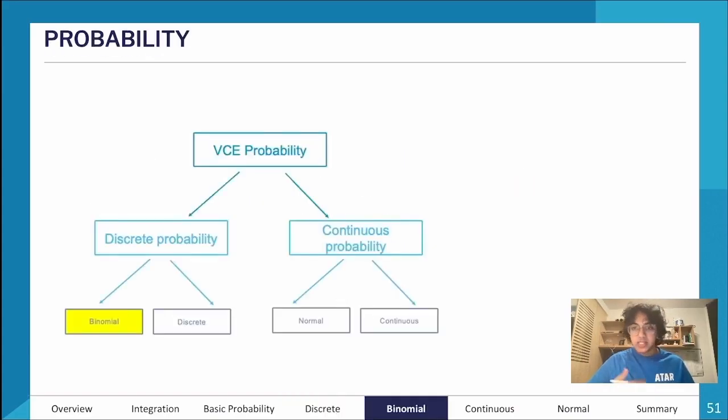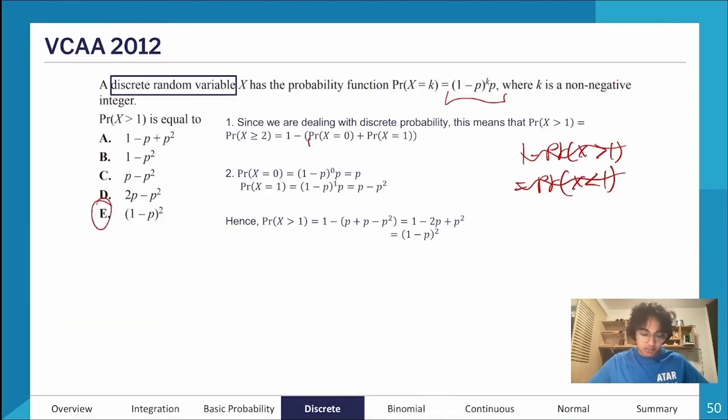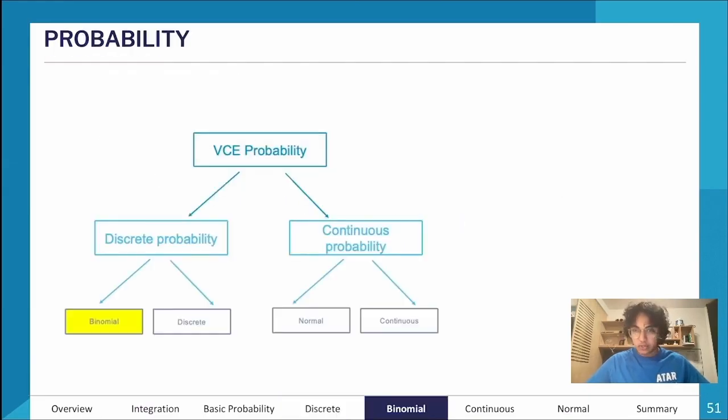Okay, so that's all there is really with discrete probability. It's just a lot of practice. It's good to expose yourself to a variety of question types. Like this is a really tough question, and I don't think I've seen anything like this outside of VCA. So yeah, very good question to do.